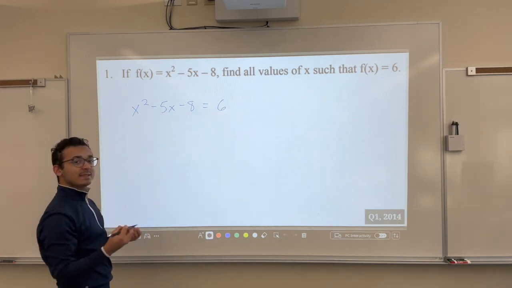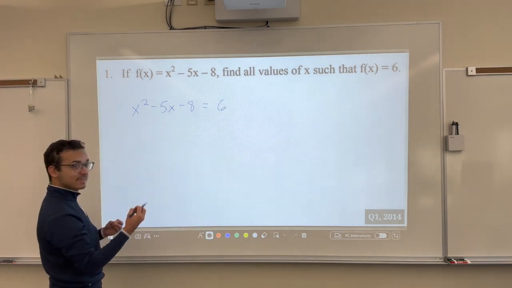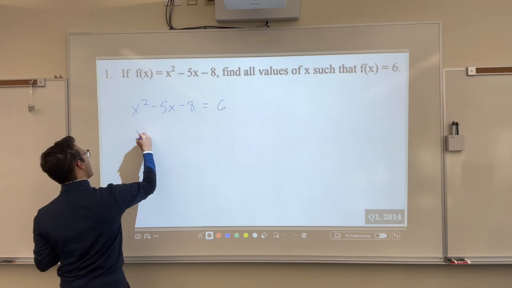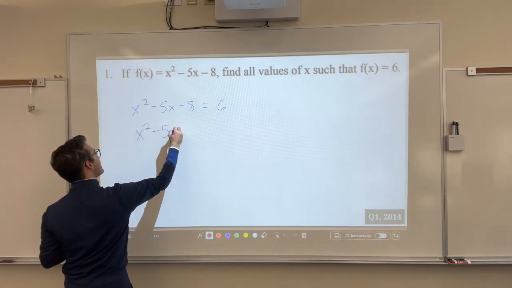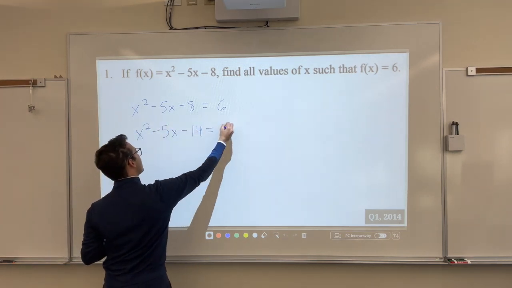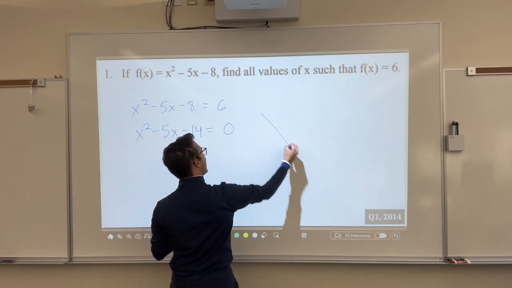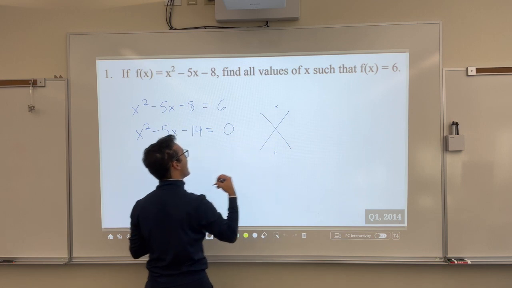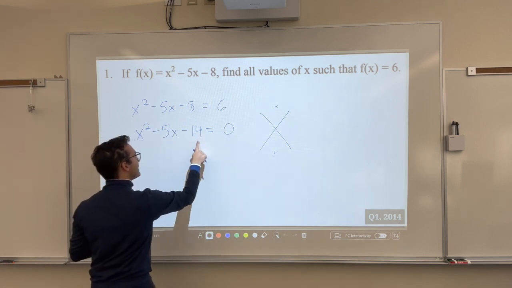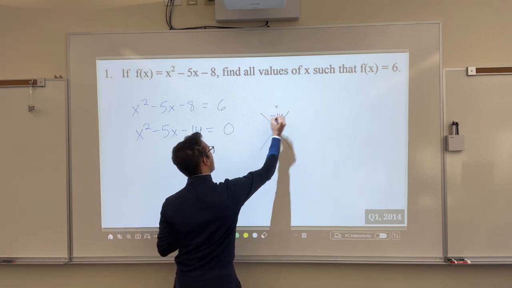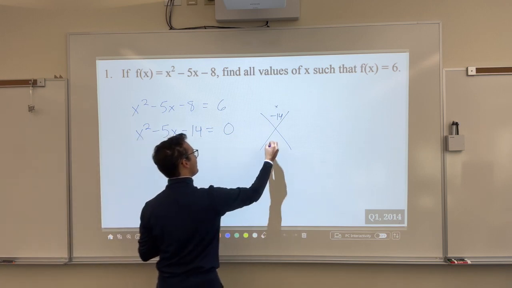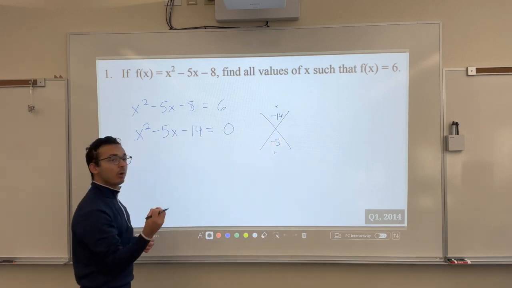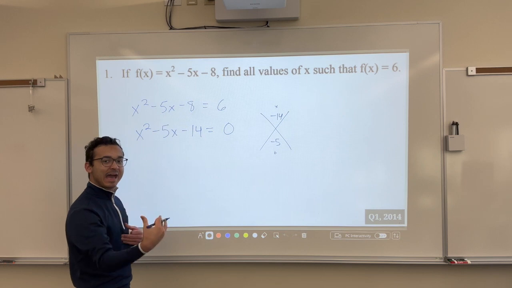Now, of course, we want to set this equal to 0, so let's subtract 6 from both sides. So it's going to be x squared minus 5x minus 14 is equal to 0. At that point, we make our factor x. On top, we have what we want to multiply to. On bottom, we have what we want to add to. We want to multiply to negative 14. We want to add to negative 5. So we're finding two numbers that multiply to negative 14 and add to negative 5.